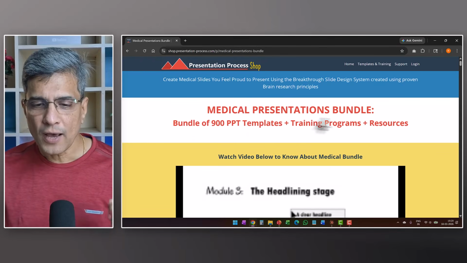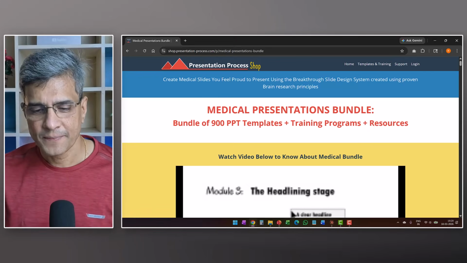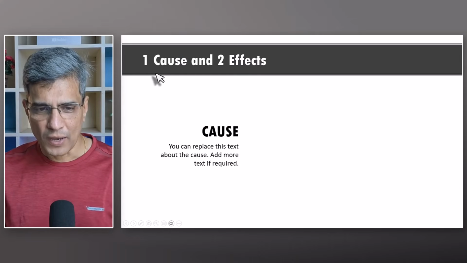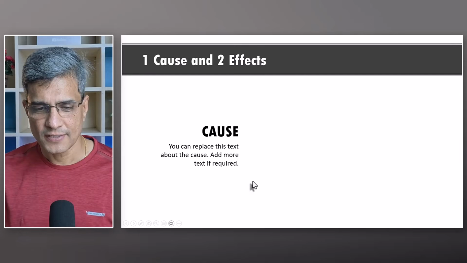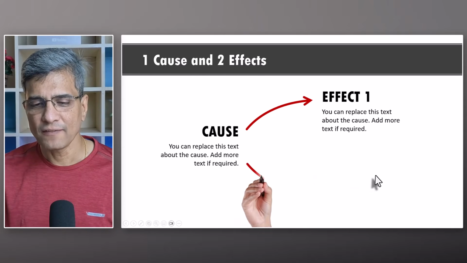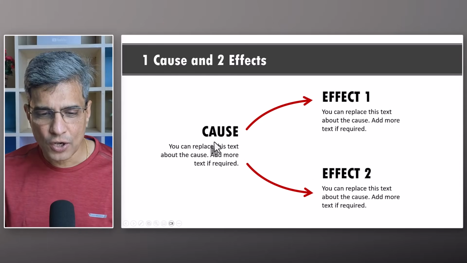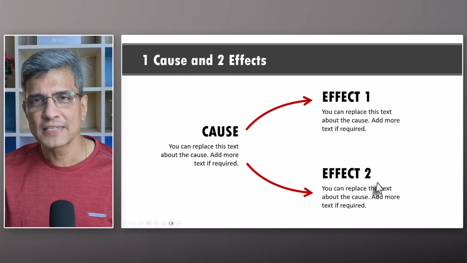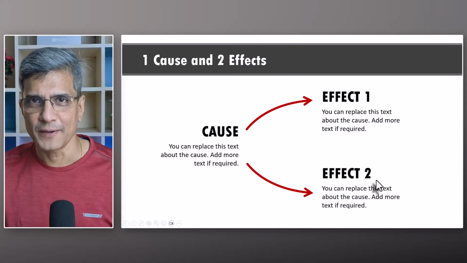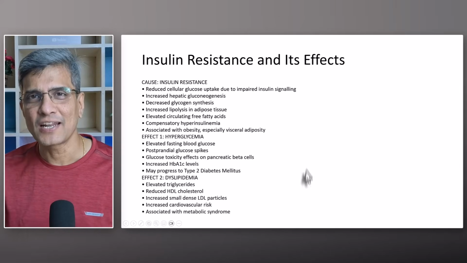So I went to our medical presentations bundle and picked up one of the cause effect templates. And the template looks like this: one cause and two effects. This is the cause. And then we have the first effect shown here. And then we have the second effect shown here. Now all I need to do is to replace the cause and the corresponding effects, and the slide will be far clearer. The next thing we can do to improve the clarity of the slide is to change the title.